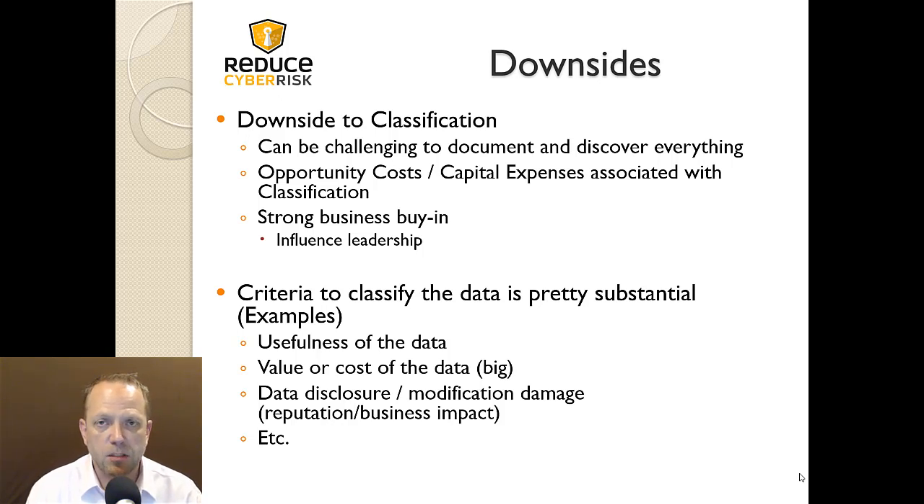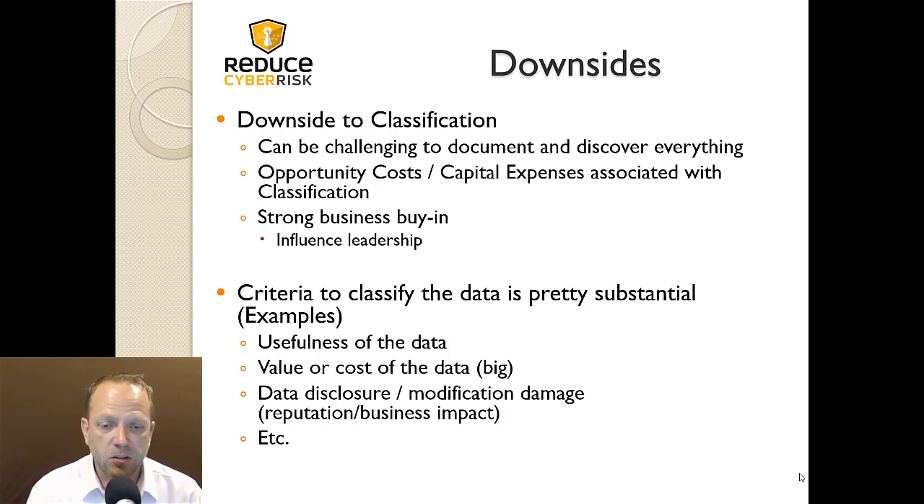You also need to have strong business buy-in on what you're doing. They need to be able to influence your leadership to help you with this process, but there are some serious opportunity costs and capital expenses associated with doing it. So the key point of all this is it's not easy. It really, really isn't. Classification can be really hard to do. We talk about opportunity costs, but there can be a lot of physical barriers and also process barriers that you're going to have to work through as you deal with data classification. It's not a panacea. It's really heavy lifting. Once it's done, you'll be happy it's done, but it's some heavy lifting that you're going to have to do.